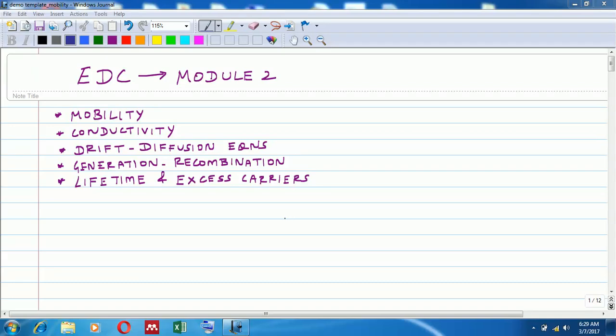This is Electronic Devices and Circuits, Module 2. In this module, we will look into these topics: mobility, conductivity, drift diffusion equations, generation and recombination, lifetime and excess carriers. In this lecture, we will look into mobility and conductivity.